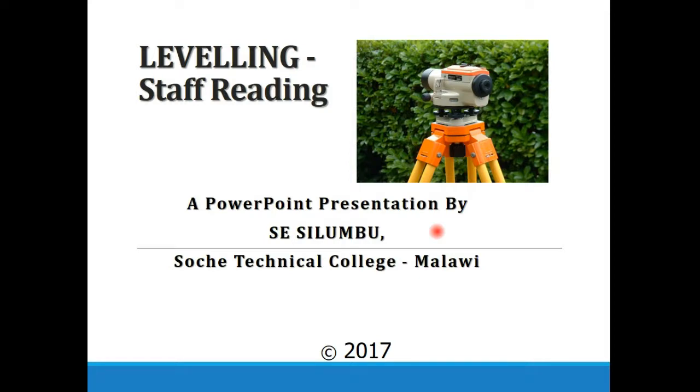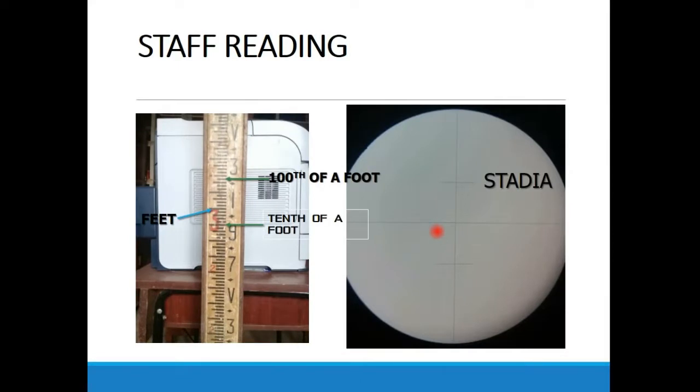We are looking at leveling today, and today we'll be discussing staff reading. Staff is an instrument that we use to determine the levels of the land in combination with the level. As we can see on this presentation, you are seeing the staff. It's an imperial staff, which is in feet. So the numbers in red, these are in feet.